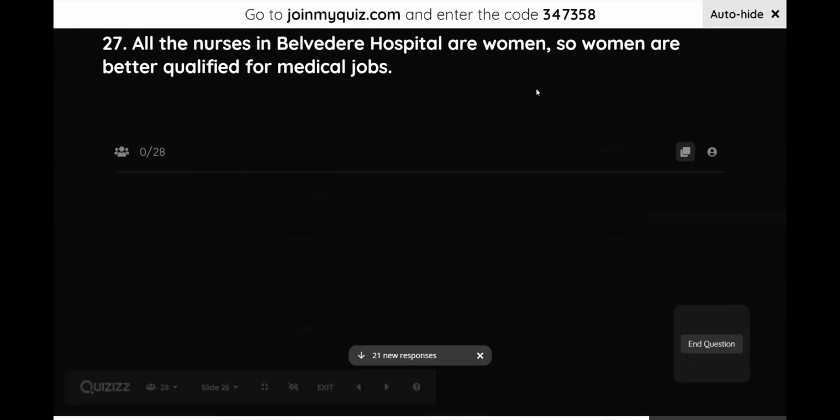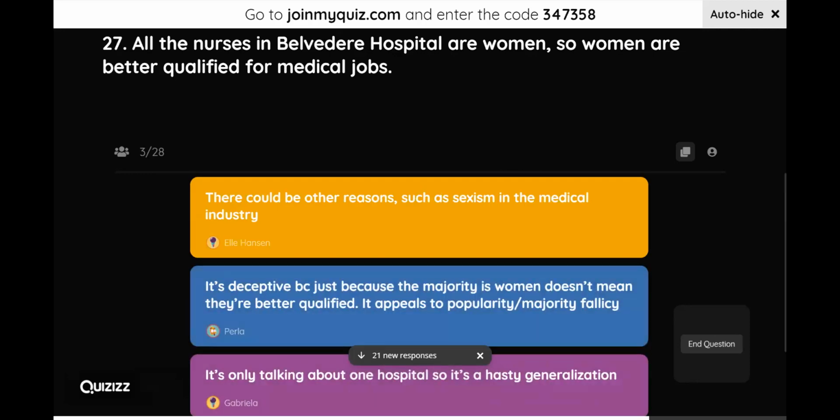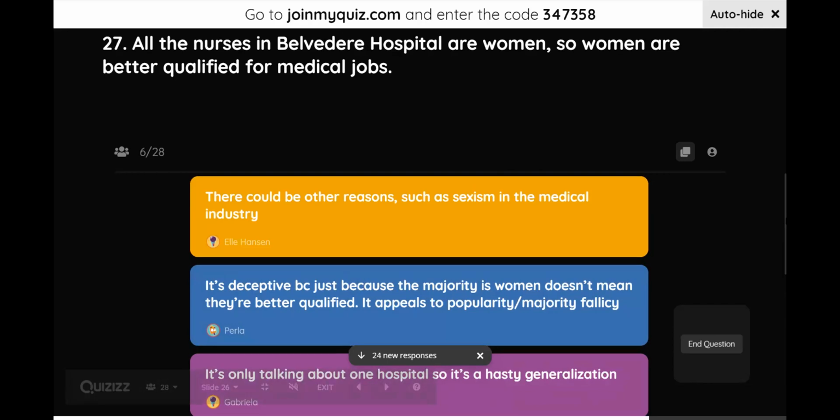So the conclusion is that women are better qualified for medical jobs. They're basing that on the fact that all the nurses in this one hospital are women. Appeal to popularity, I think that one's good. I can understand why you'd say it's appeal to popularity. That seems like a good thing to say.